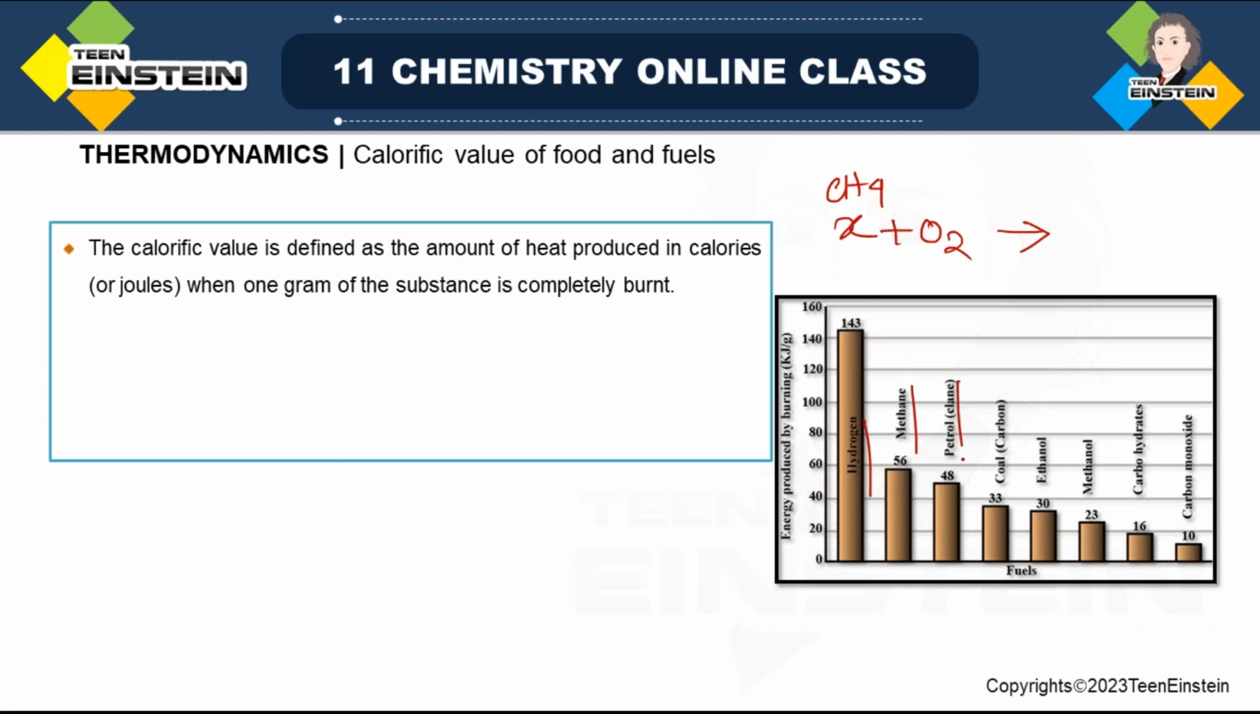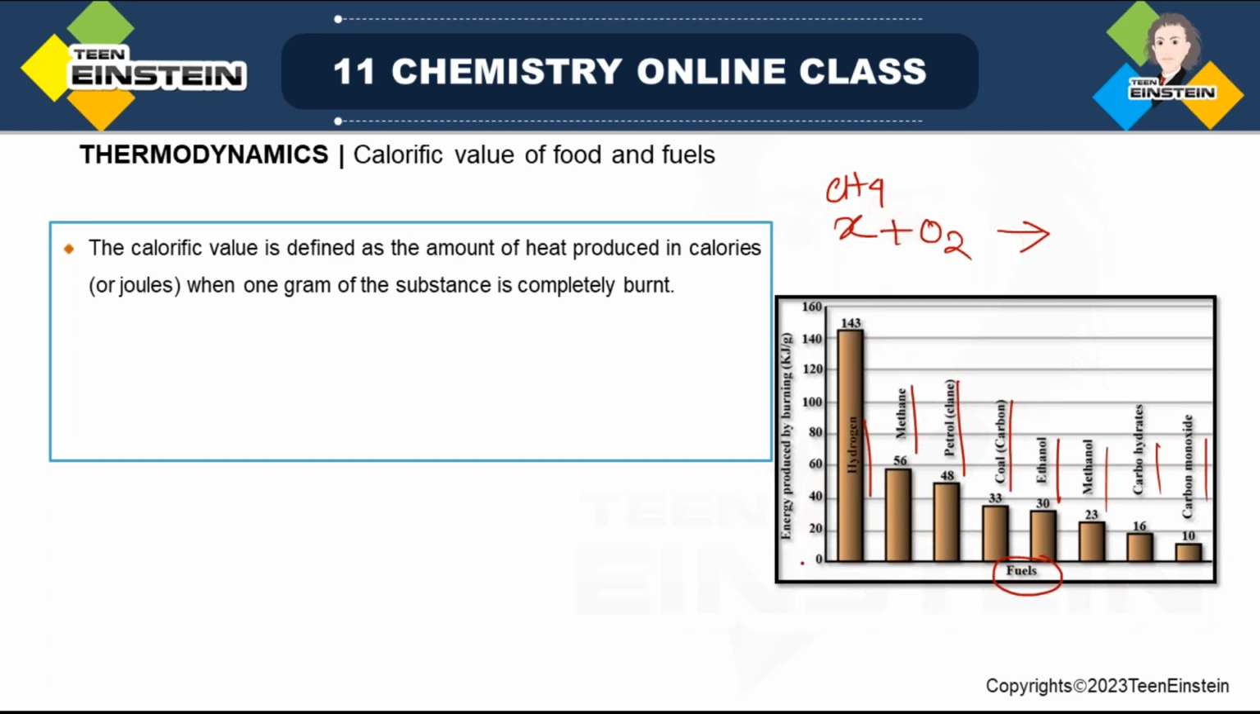Then you can have petrol, then coal, which is basically carbon, reacting with oxygen. It may be ethanol, CH3CH2OH. So these are the different compounds mentioned. But what are all these? These are basically fuels. These compounds are used as fuels.